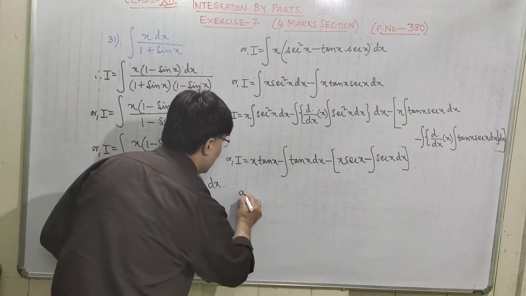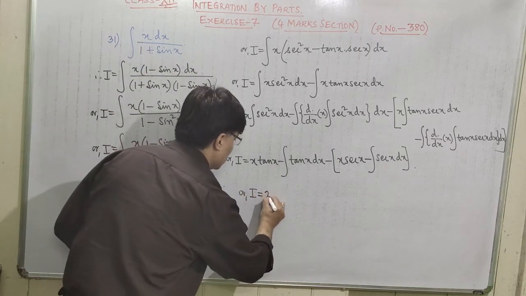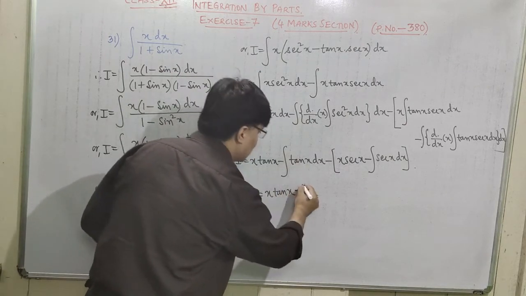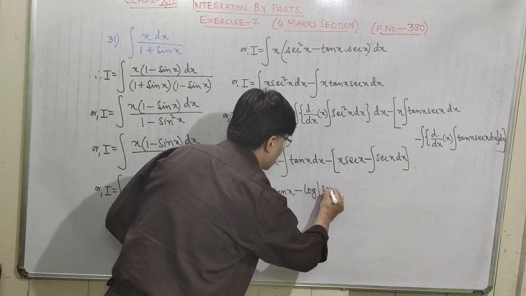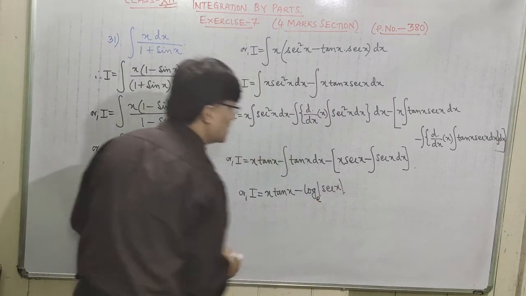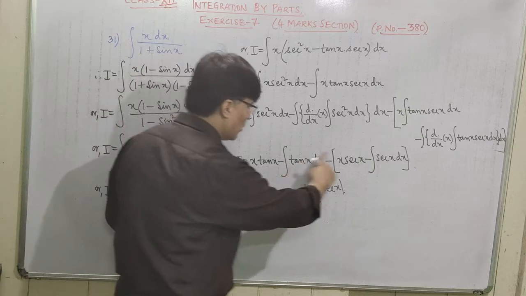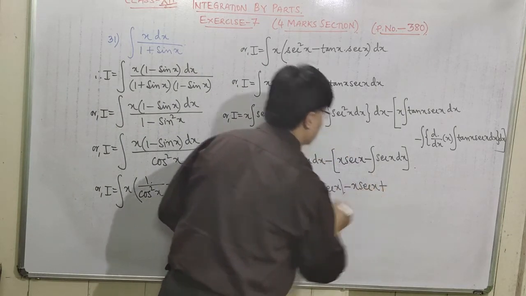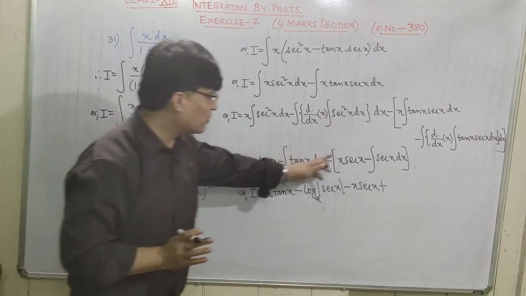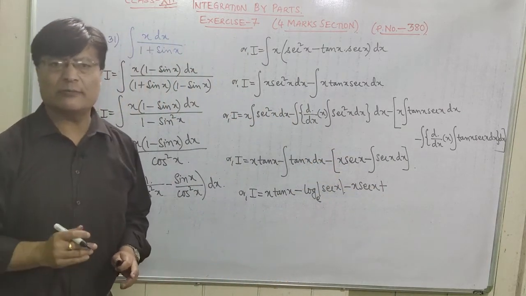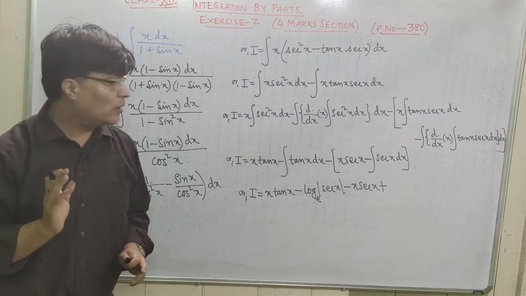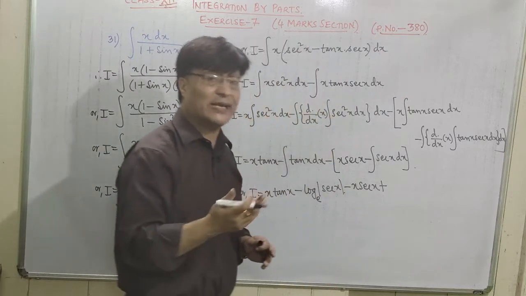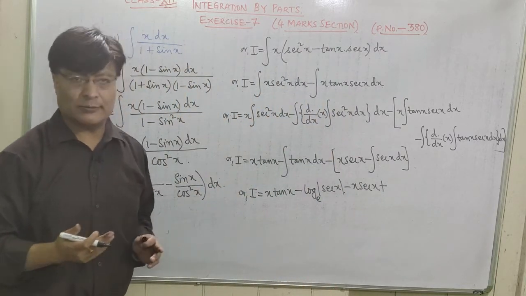So next, I is equal to, this is x tan x minus, what is integration of tan x? Log within mod sec x, the base is e, right? Now multiply by minus sign here, minus x sec x, and minus into minus is plus, right? Minus into minus is plus. So what is integration of sec x dx? Can you tell me what is the integration of sec x dx? You have done it in method of substitution.